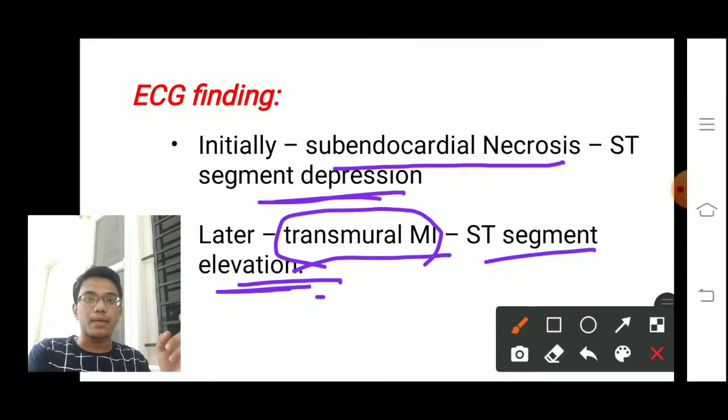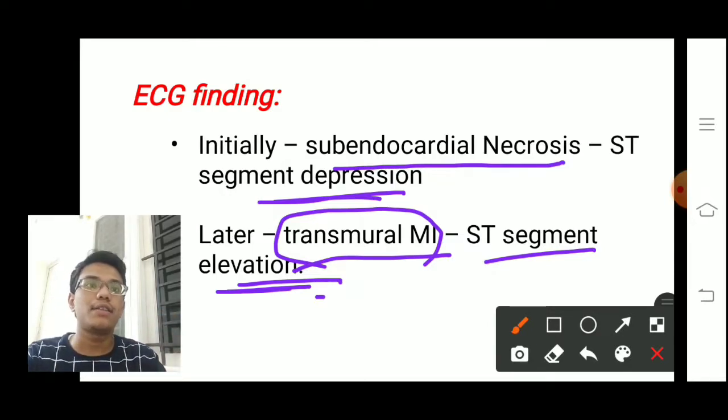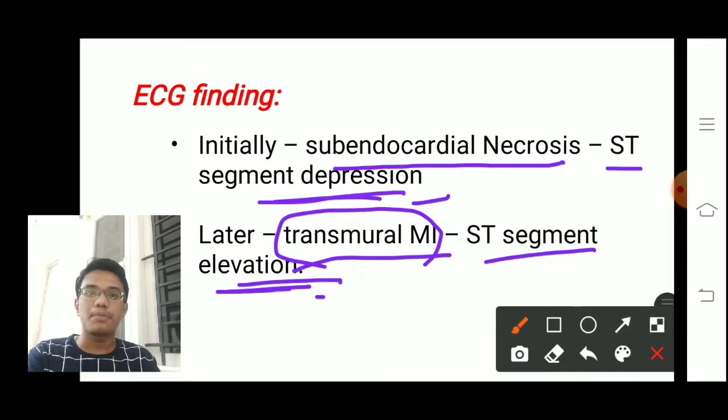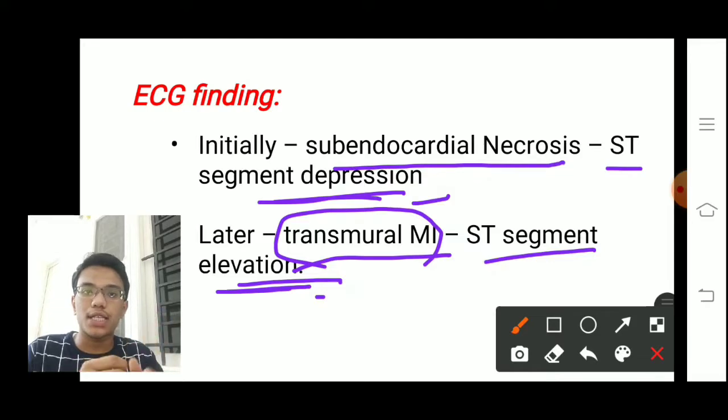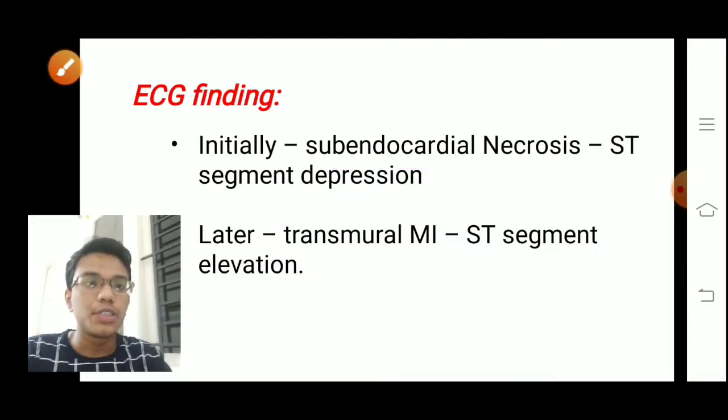But if he purposely asks you what the ST segment finding is at the initial stage of MI, then you can say that ST segment depression can be present due to subendocardial necrosis. But practically this is not possible, because the patient will not come to you with initial slight chest pain. When the patient develops transmural MI, only then will the patient come to you. At that time if you take an ECG, you will find only ST segment elevation. So this point you have to remember.